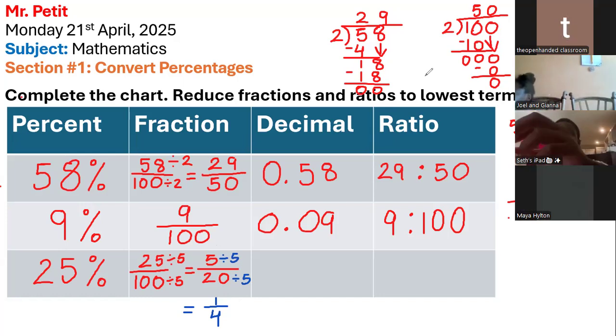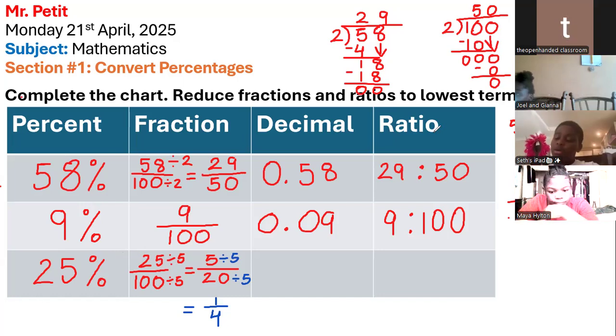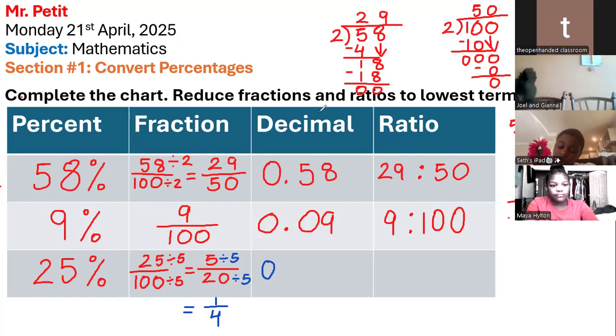All right, let's move on to the next one. What is 25% written as a decimal? 0.25. Seth, what is 25% written as a decimal? 0.25. Very good. So it's going to be 0.25. Let me go back to my red.